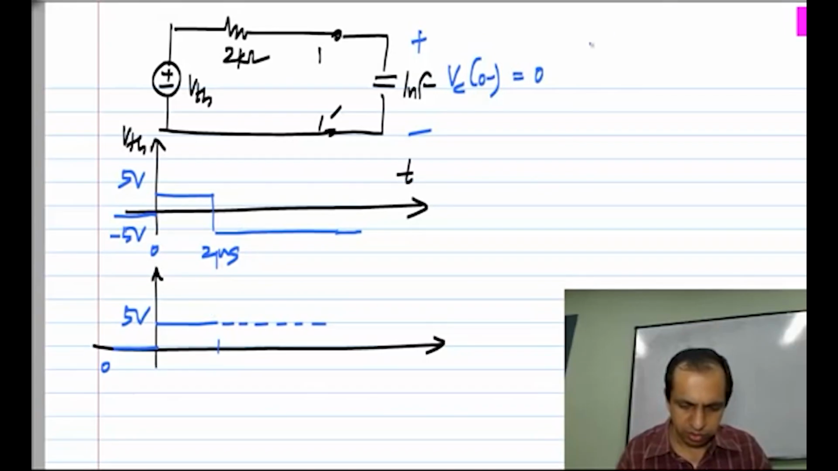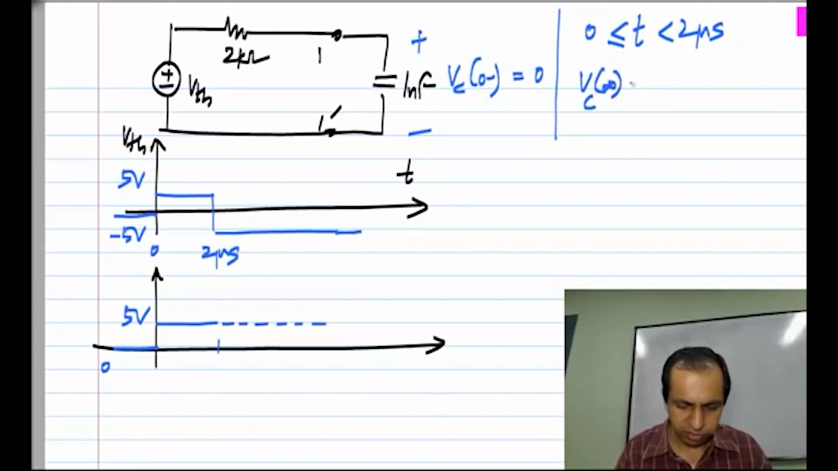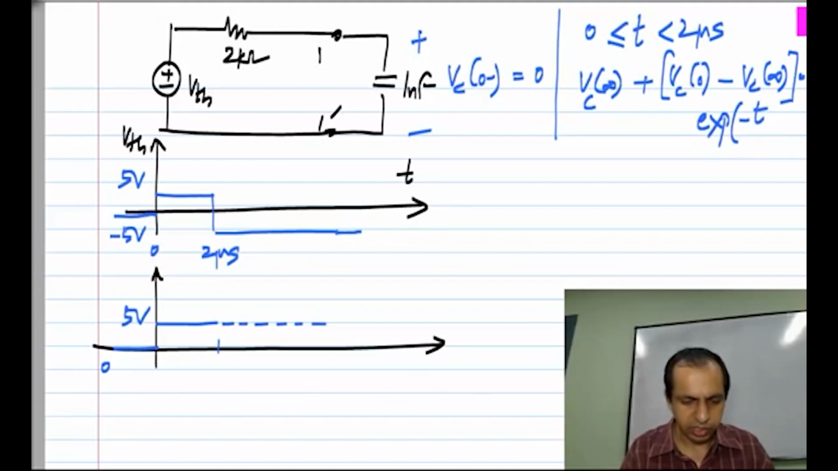So the solution from t of 0 to 2 microseconds will be, we can still use the general form, which is Vc of infinity plus Vc of 0 minus Vc of infinity, the whole thing times exponential minus t by Rc, and Rc here you can see is 2 microseconds.